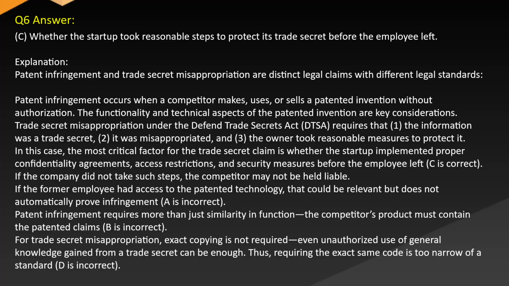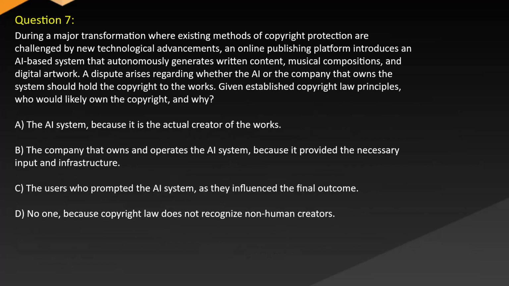If the former employee had access to the patented technology, that could be relevant but does not automatically prove infringement. A is incorrect. Patent infringement requires more than just similarity in function. The competitor's product must contain the patented claims. B is incorrect. For trade secret misappropriation, exact copying is not required. Even unauthorized use of general knowledge gained from a trade secret can be enough, thus requiring the exact same code is too narrow a standard. D is incorrect. Question 7.